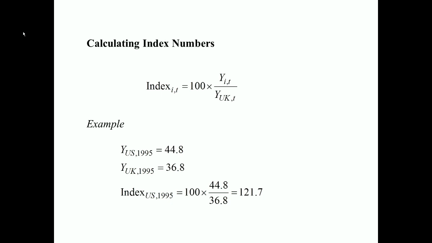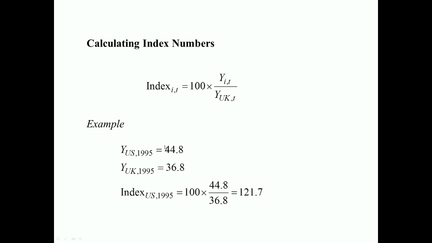An index number is a way of comparing the value of productivity for one country using the UK as a base or comparison country. So to calculate the index number for country i at date t, we would take the ratio of productivity, here Y for country i at date t, divide that by the level of productivity for the UK at date t, and multiply by 100.